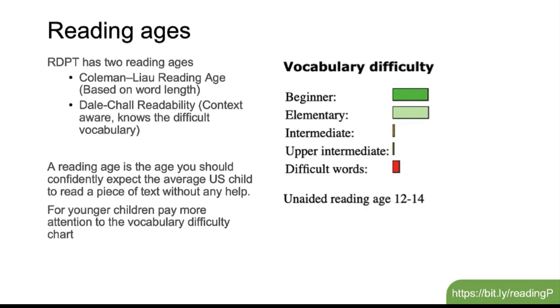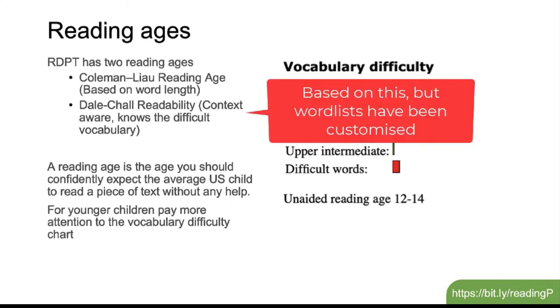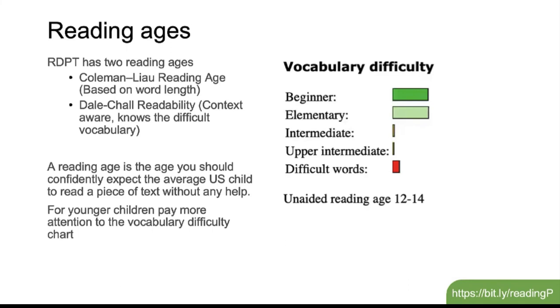Now, the reading age is based on a US child reading a piece without any help. So you can see this one is reading age of 12 to 14. You can see there's some difficult words. The majority is beginner elementary. So with a bit of help, I reckon you can get this down to age 8 to 10 without any difficulties. If you are looking at teaching students below age 10, you really need to be looking at the beginner, elementary and intermediate to help you with that.